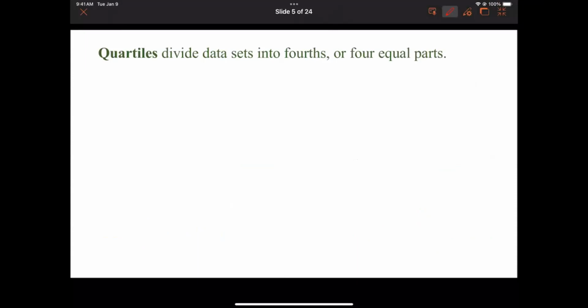With quartiles, it divides your data into 4 pieces. So remember, median cut your data in half. Quartiles cut it into fourths. We're going to do it with a couple different data sets, and hopefully you'll grab onto it and you'll do really great with it.